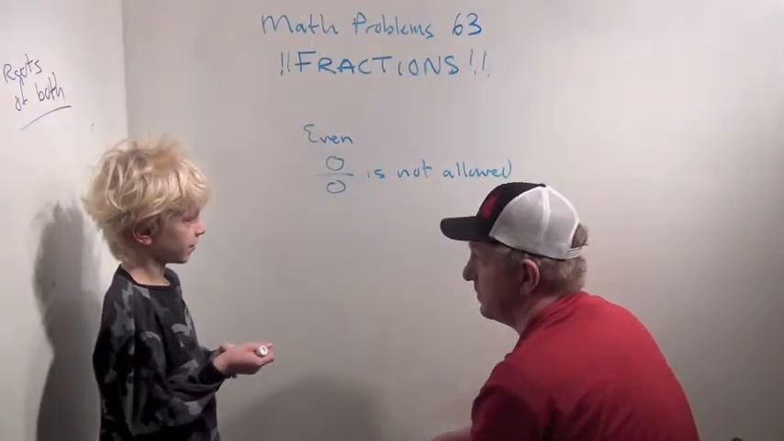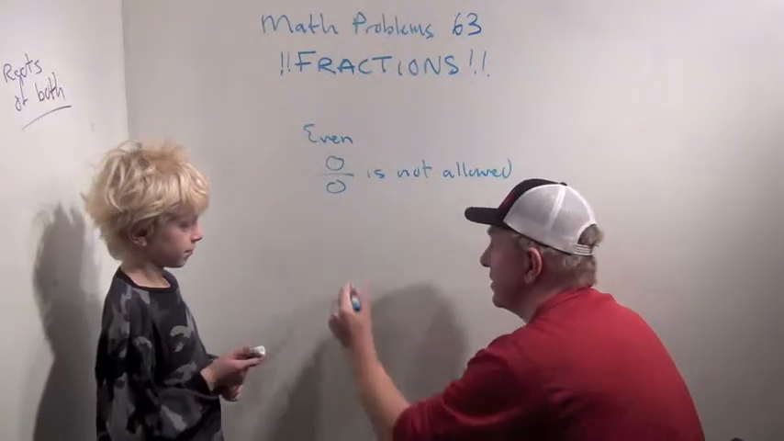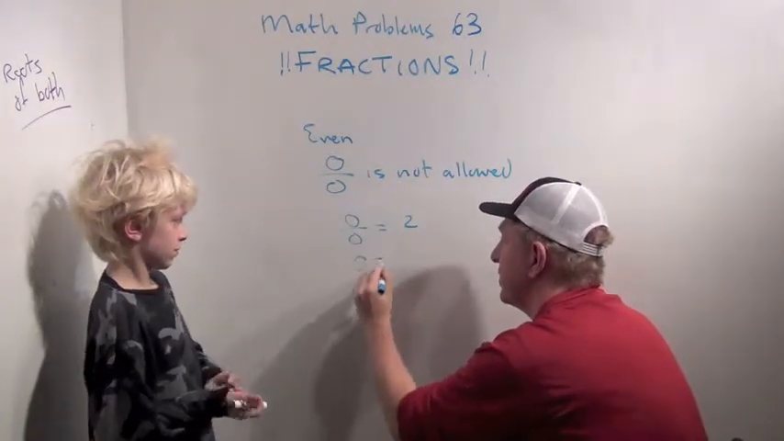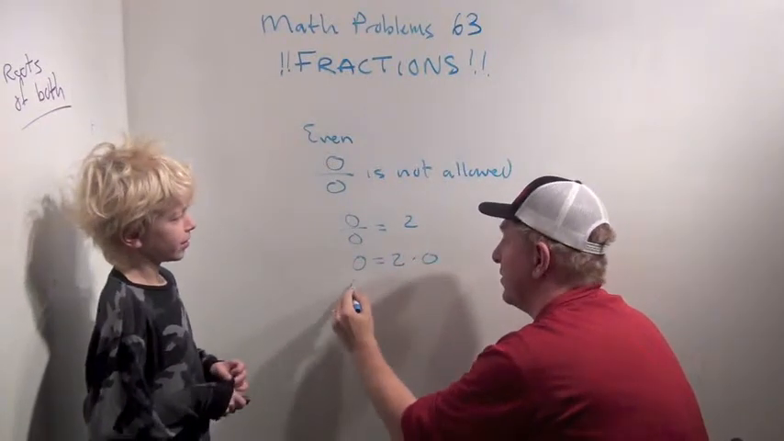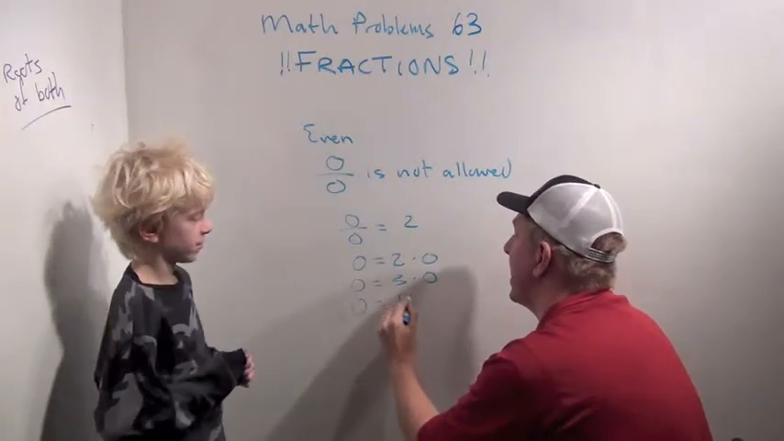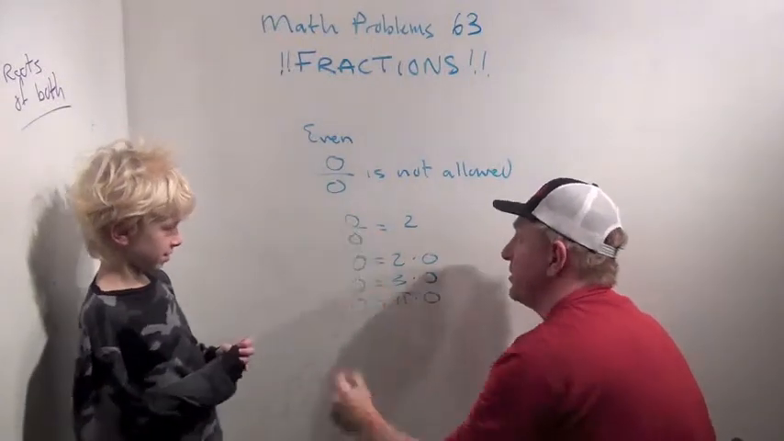Okay? Because for exactly the same reason, if 0 over 0 equals 2, that just means 0 equals 2 times 0. Right? But 0 also equals 3 times 0. And 0 also equals pi times 0. So 0 over 0 even is still undefined.